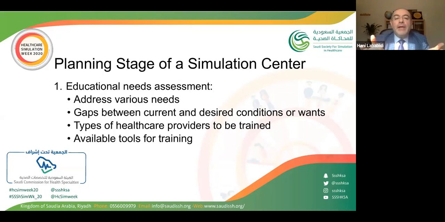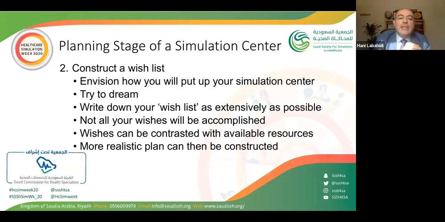You need to have a gap analysis between the current and desired condition, or what you want. So do we have anything now? Do we have any equipment? Do we have any space? And what are the expected growth and needs in the future? I mentioned the types of healthcare providers to be trained, and what are the available tools for training so we can plan better. The second step is to have a wish list. And I like this step, because in this step, you have to be very wishful and dream.